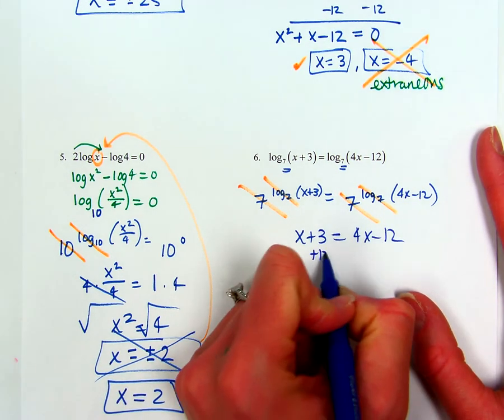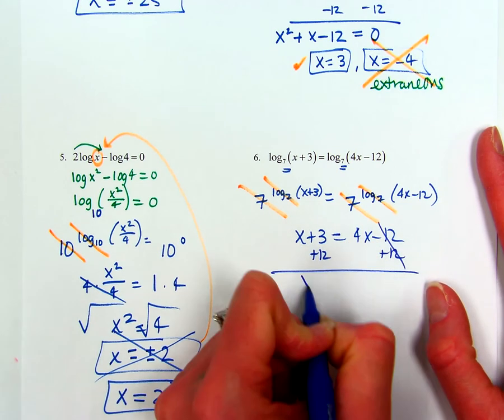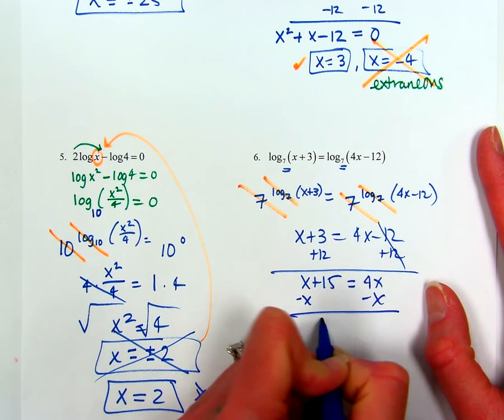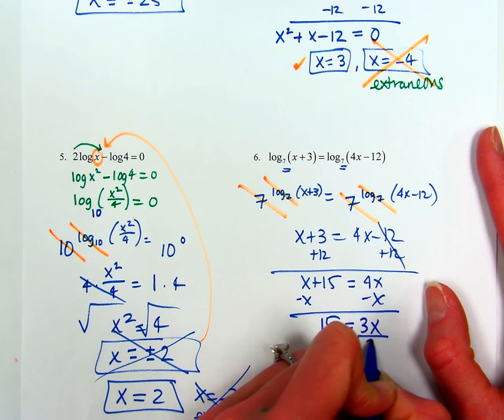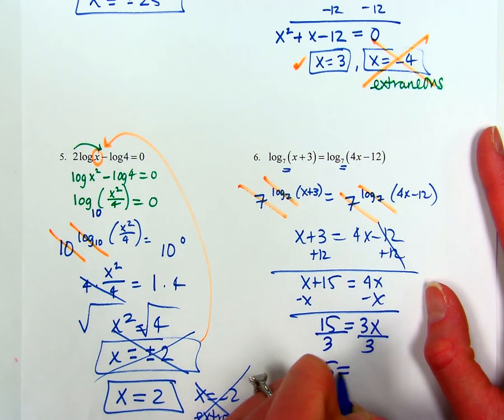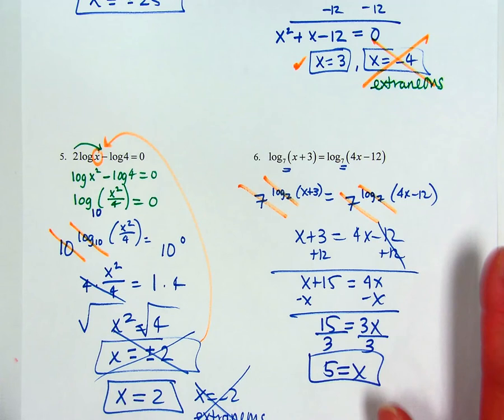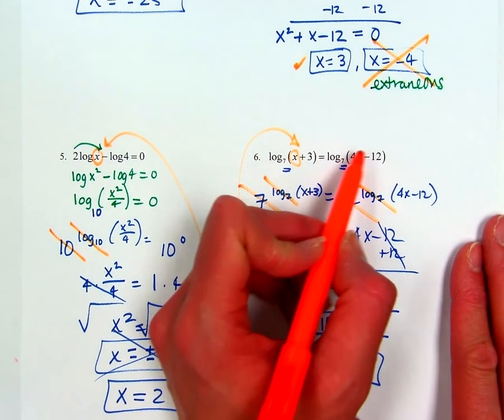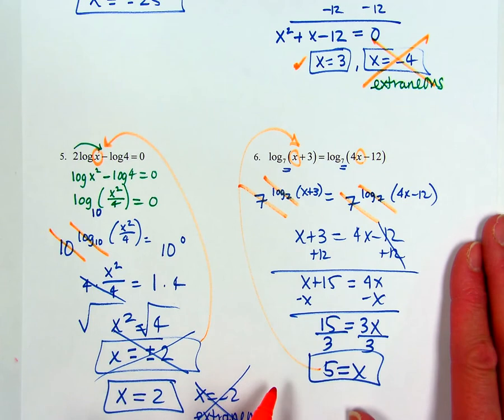Now you just have to solve. So I'm going to add 12 to both sides. X plus 15 equals 4x. Subtract x. 15 equals 3x, and divide by 3. So I get x equals 5. And then just double check. Is 5 plus 3 a positive number? That's 8. That's good. 4 times 5 is 20 minus 12, which is 8, so that's positive, so this is good.